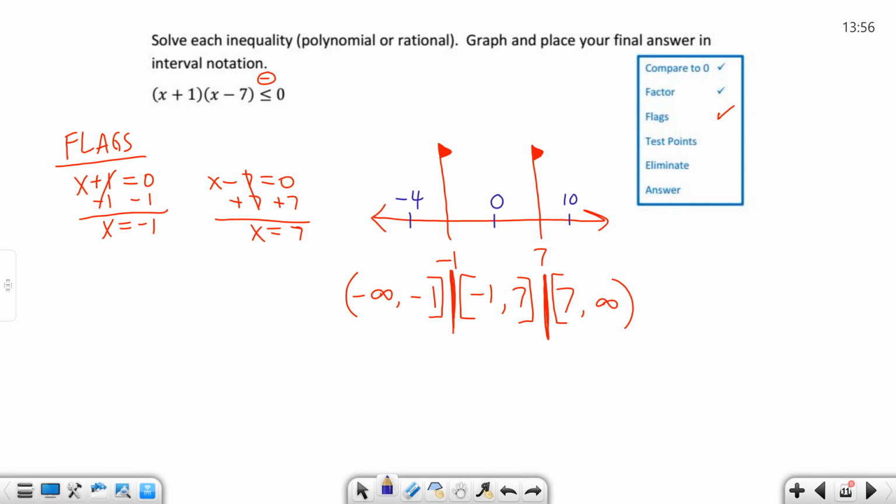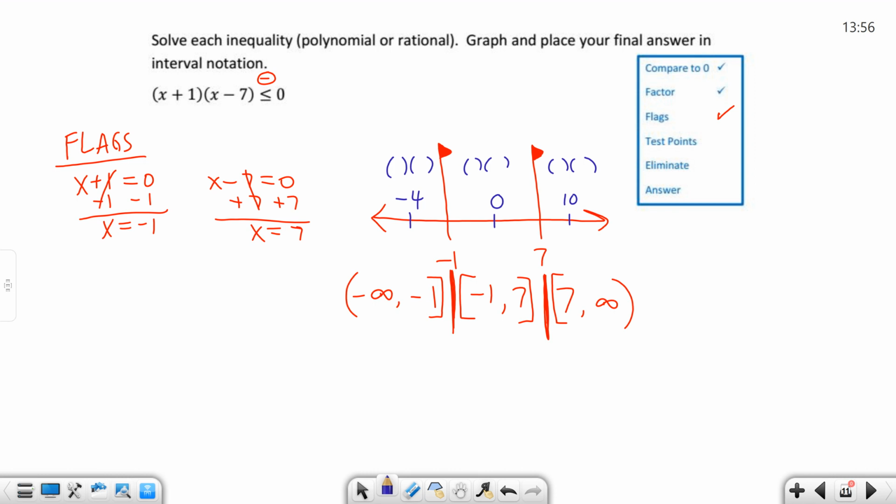Okay, so with my test points, I also need to go in here and, okay, in my factored form, I have how many factors here? 2. So I'm going to put 2 factors in each one of my intervals. Now I go back and plug my test points in. So in negative 4, I'm going to plug it into 2 places, 0 into 2 places, 10 into 2 places. If I had 6 factors, I'd plug negative 4 in 6 times. But here I only have 2.